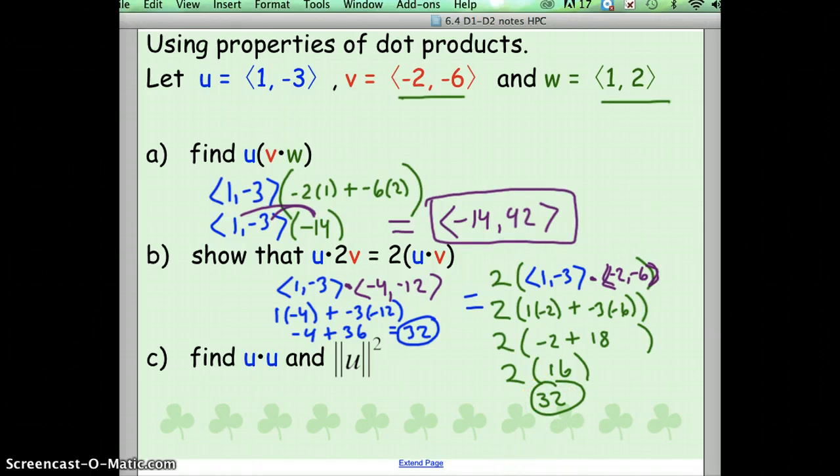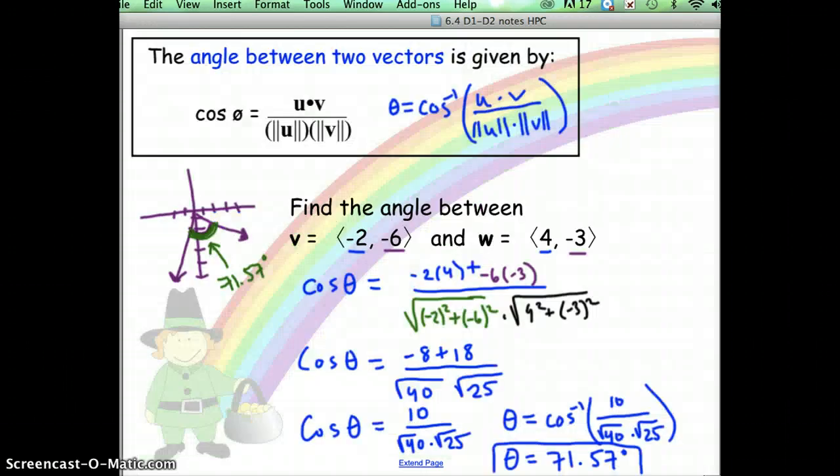Okay, the last thing for you to just kind of know, and this is on your vector sheet, is that the dot product of u and u is the same thing as the magnitude of u squared. This is just kind of a property, and it's on your unit circle sheet. Okay, moving on.